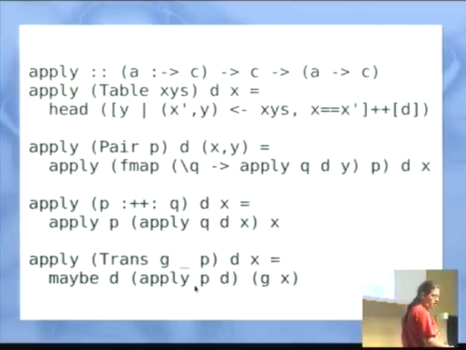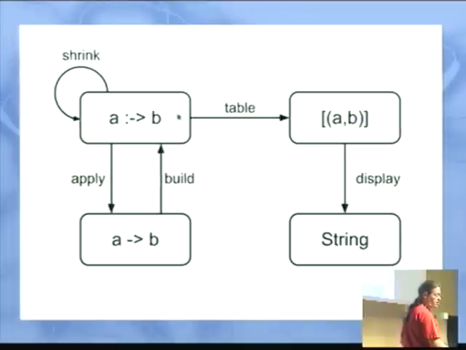Okay, so we can see here, if we go back to the picture, the table went this way, this is where we use the h of the transformer, and apply went this way, this is where we use the g of the transformer. So both of these parts of the transformer are used, depending on which way you go.